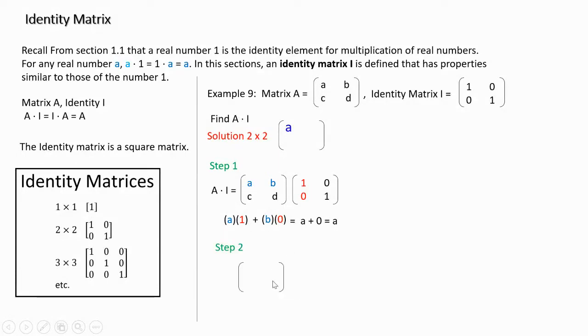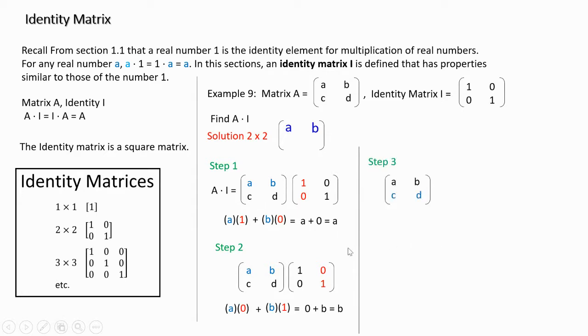Step 2 is going to give us, again, we're going to multiply now A and B times 0, 1 over here on this side. So A times 0 plus B times 1 gives us B. So the B goes right there. Step 3.